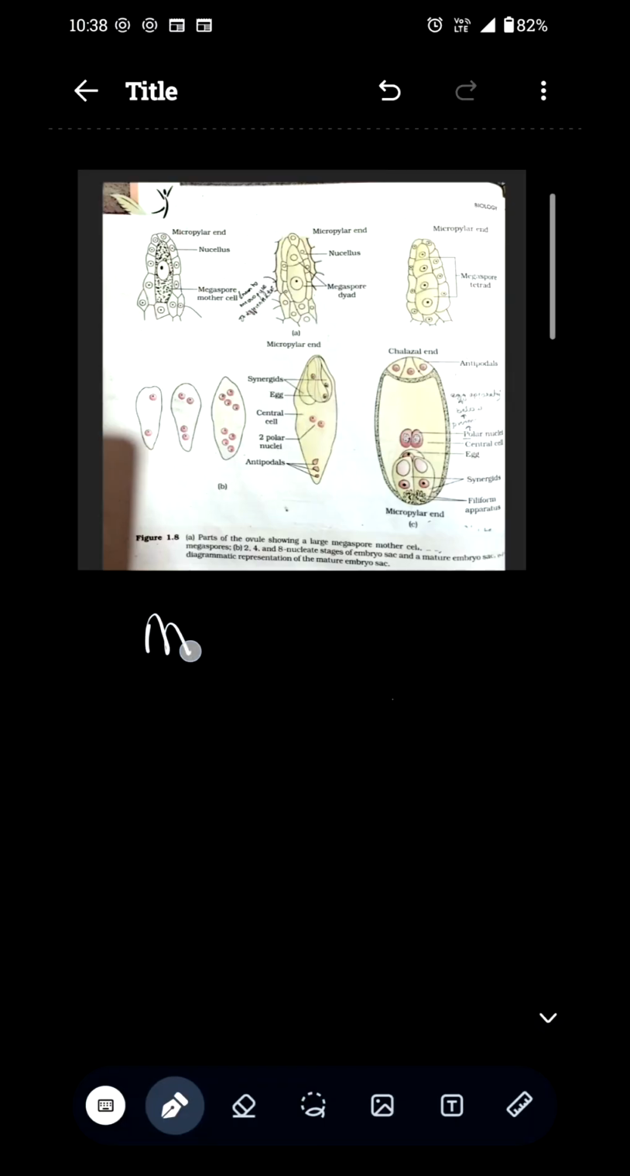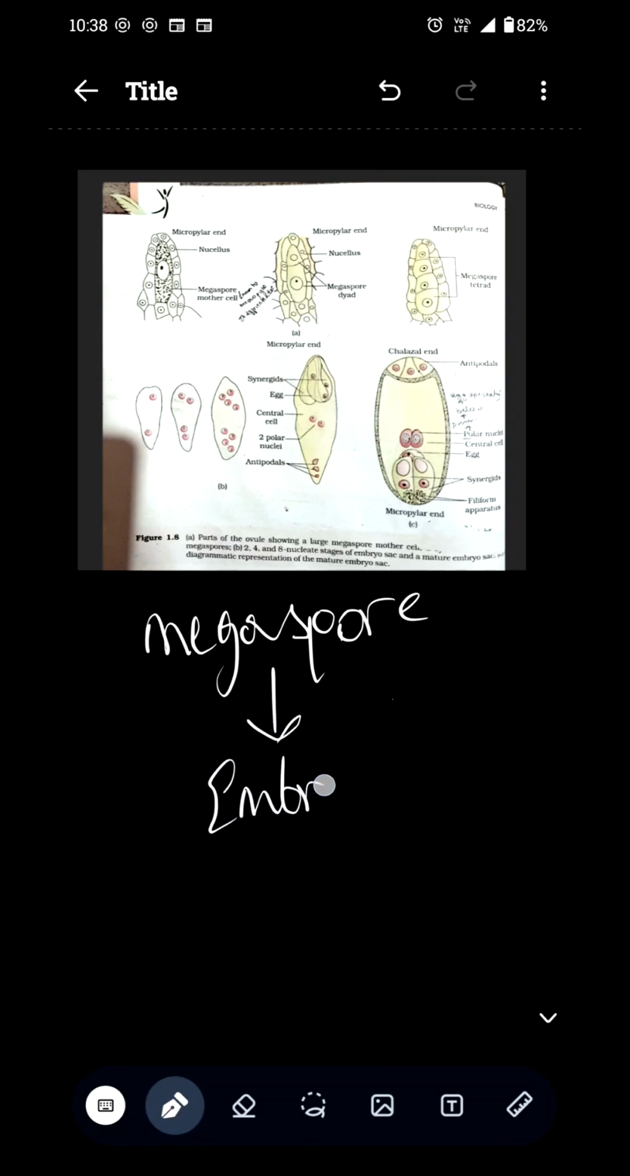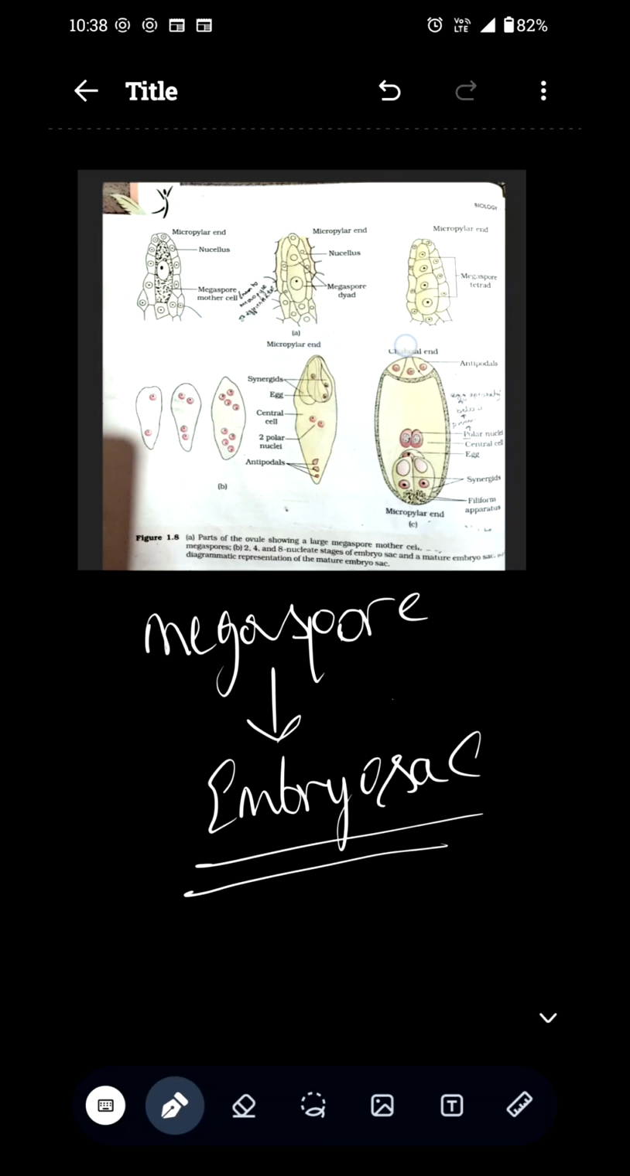You have that particular megaspore, right? Now that megaspore should be converted into the embryo sac. How that embryo sac is formed, those are the steps that they have given here. So let us understand the steps. This is what I explained: you have the nucellar cell, one cell becomes special and undergoes meiosis here, forming the megaspore tetrad, 4 cells, and only one cell becomes special.